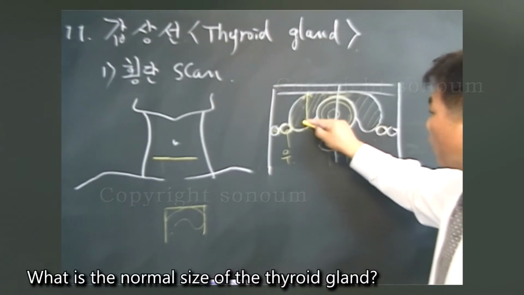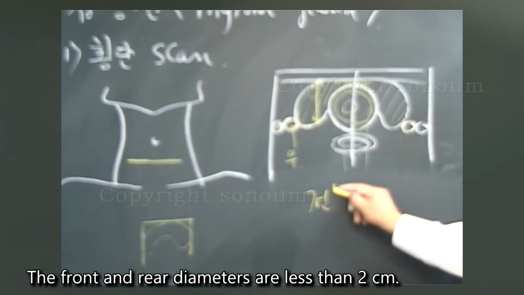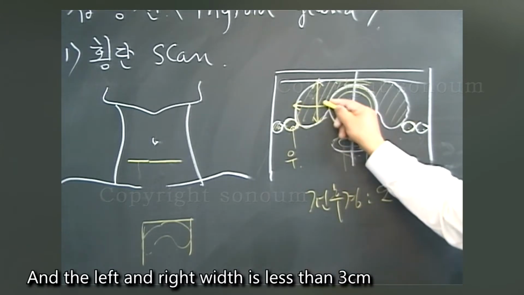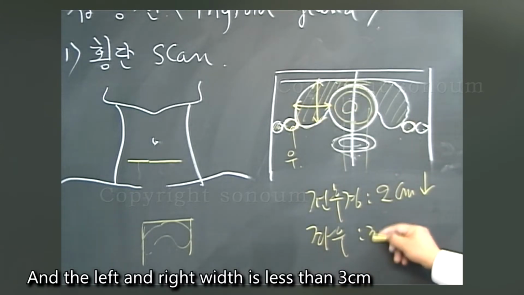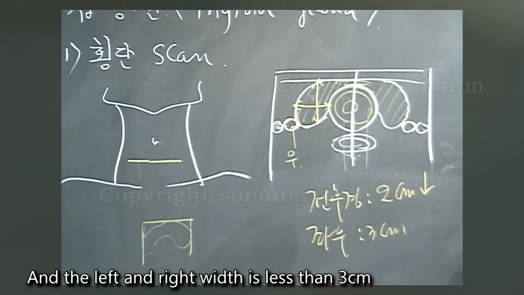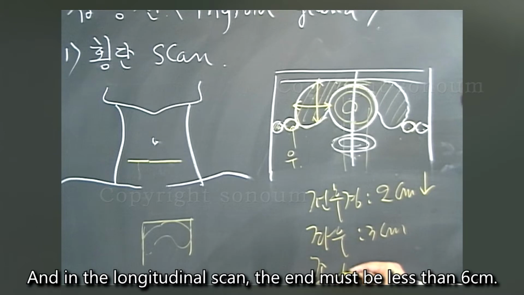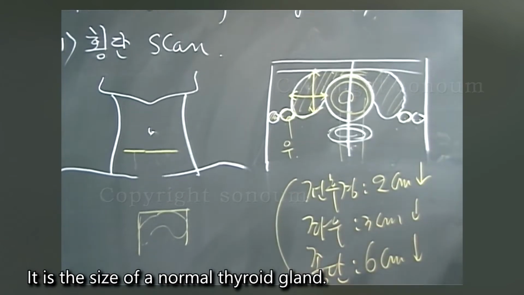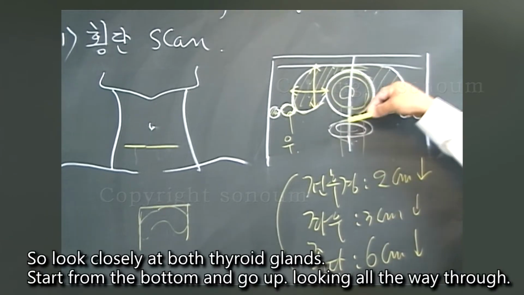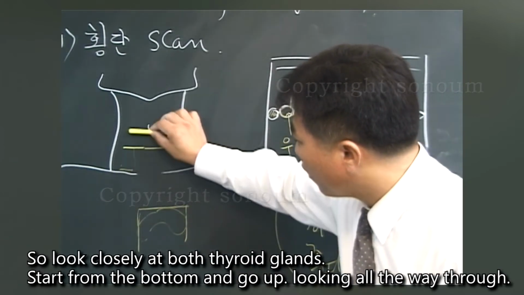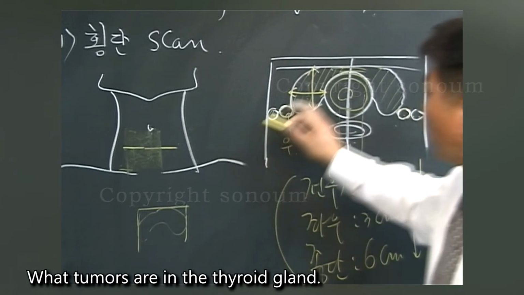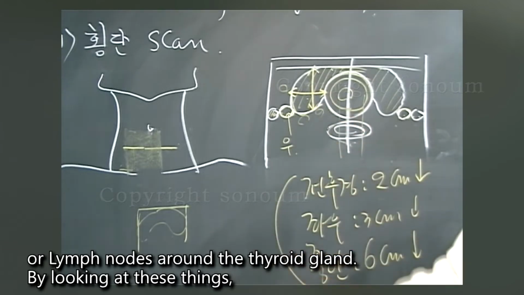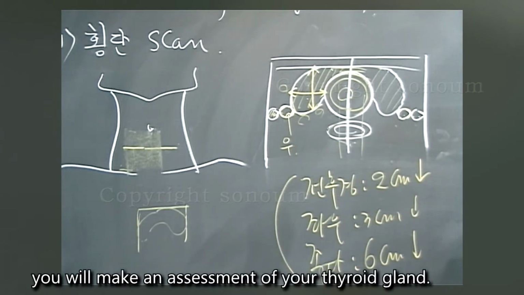What is the normal size of the thyroid gland? The front and rear diameter is less than 2 centimeters. And the left and right width is less than 3 centimeters. And in the longitudinal scan, the length must be less than 6 centimeters. That is the size of a normal thyroid gland. So look closely at both thyroid lobes. Start from the bottom and go up, looking all the way through. Are there tumors in the thyroid gland, or lymph nodes around the thyroid gland? By looking at these things, you will make an assessment of the thyroid gland.